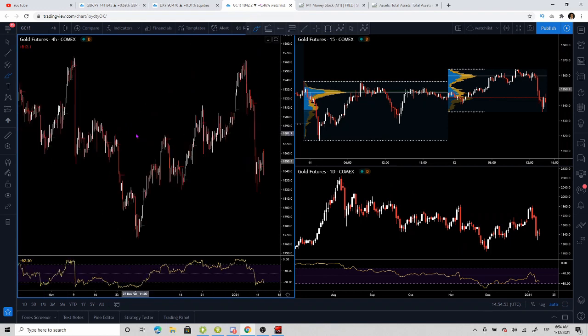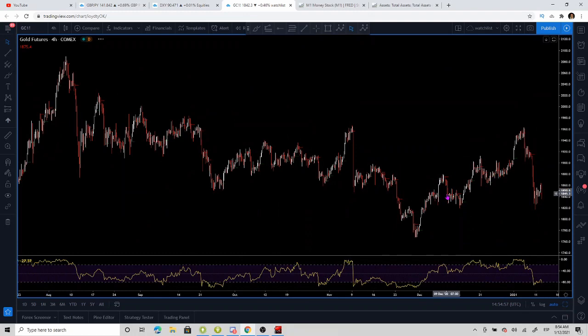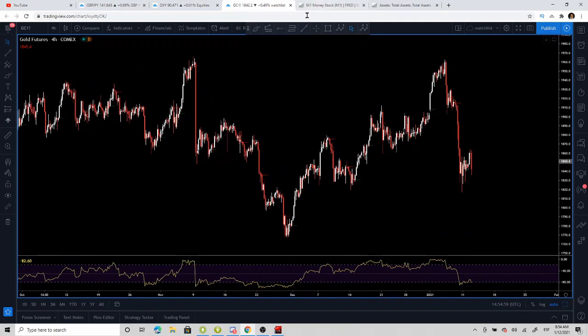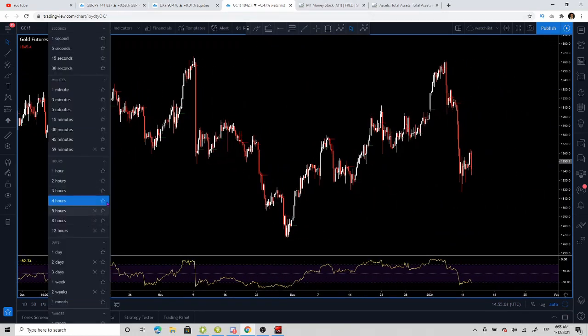Right now, having said that, let's have a look at the gold futures chart on the 4-hour chart, and actually let's go higher.